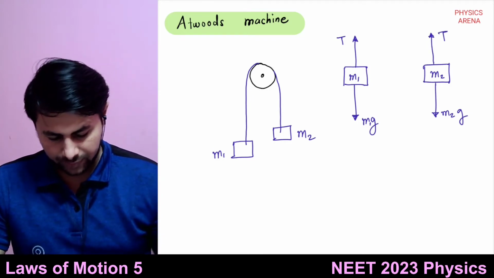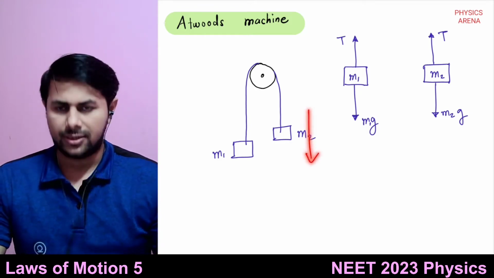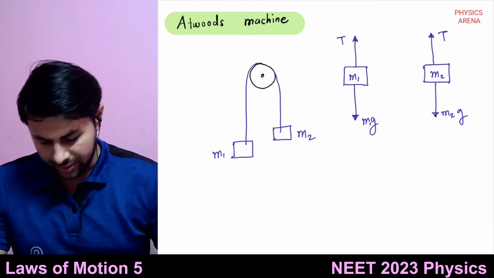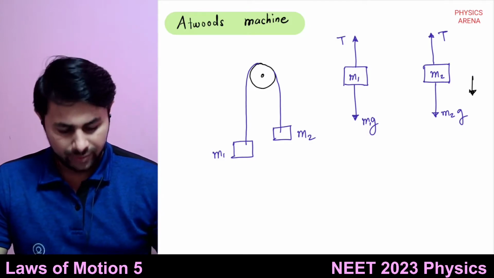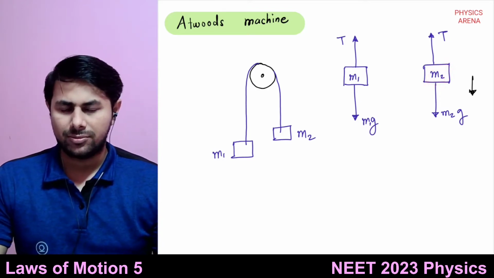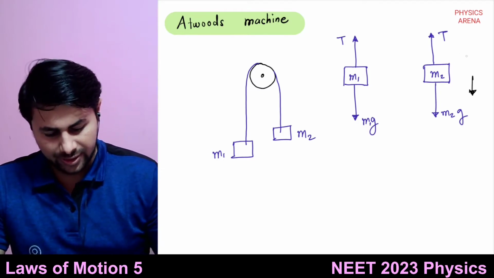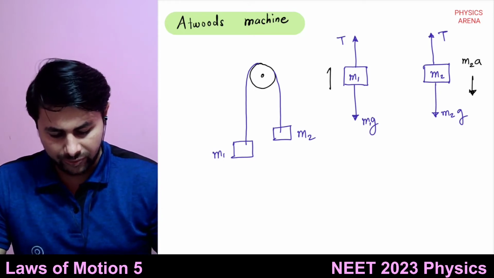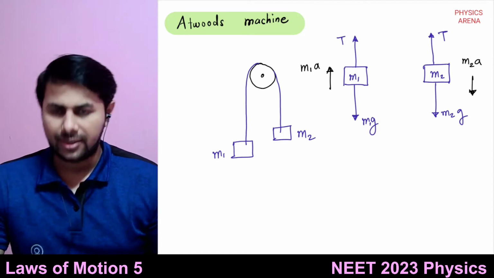All right. Now let's suppose this system accelerates like this, with m2 greater than m1. We want to find out this acceleration. Since m2 is greater, the system accelerates like this. Now how much would be the net force on m2? It will be m2 multiplied by acceleration, right? And the net force on m1 will be in the upwards direction. How much will that be? It is m1 multiplied by acceleration.